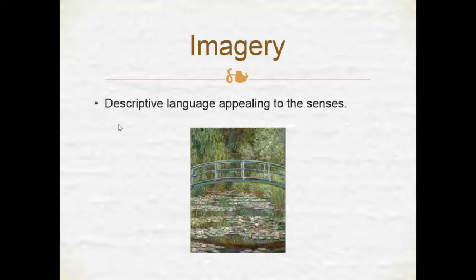Imagery is a word often used to describe setting, but can be used anywhere in a story. It is descriptive language appealing to the five senses. Language does not only have to describe images to be imagery. It could also be language that describes how things sound, smell, taste, touch. Any language that appeals to any of your physical senses is imagery.